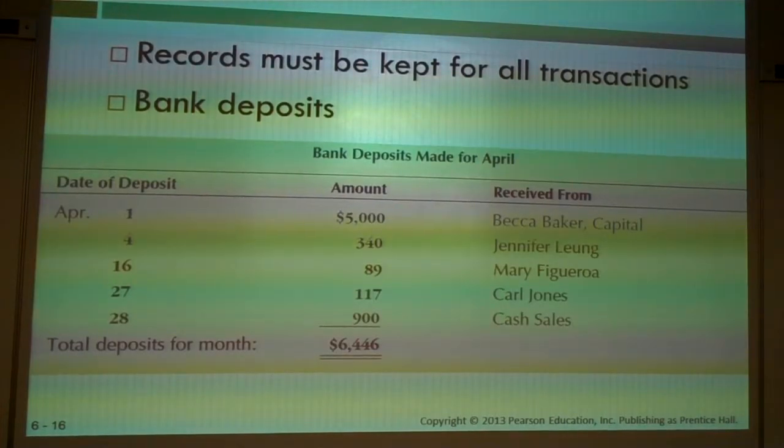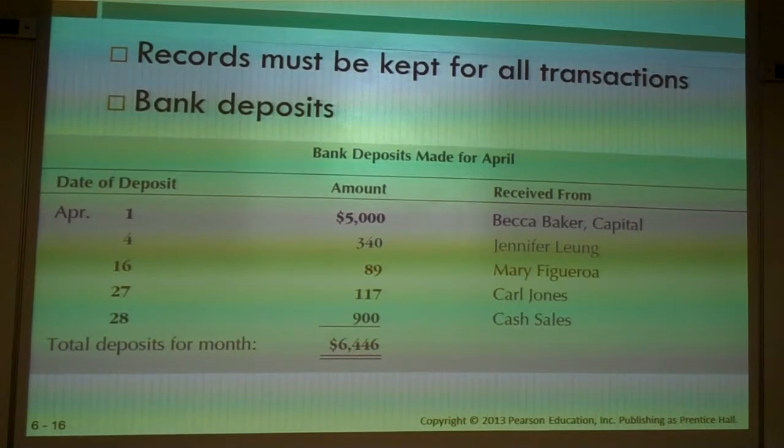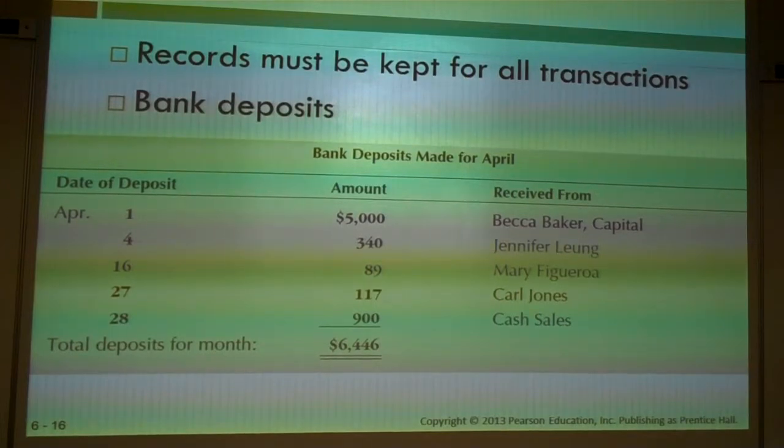In business, we're going to keep up with everything. We're going to keep a copy of our bank reconciliation. We're going to keep copies of our bank deposits. Here's our total deposits, and this looks like we just have checks. This was the deposit on the 1st, the 4th, the 16th, the 27th, and the 28th. Usually it would be more than just one check.